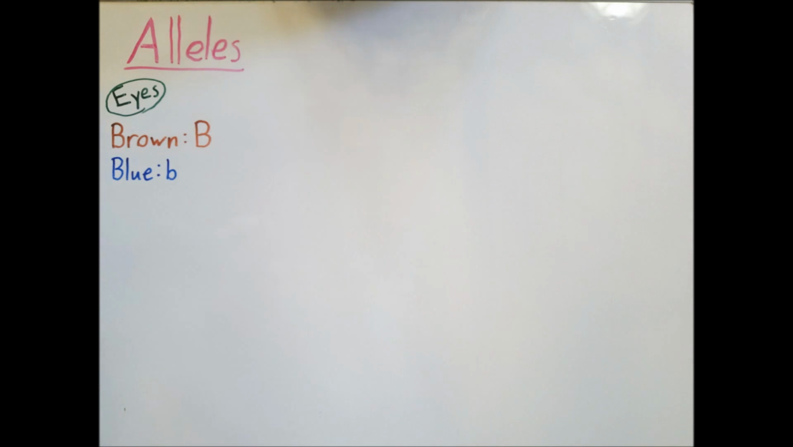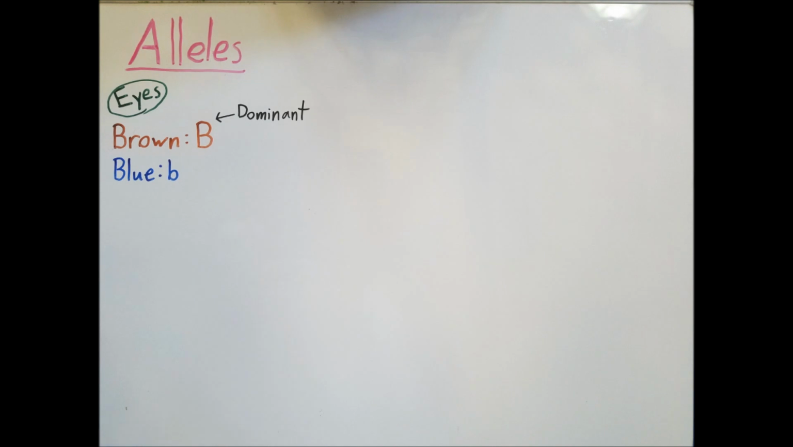And like I said, the alleles just show us what a specific gene is, and they just go in place of that. So the big B, the brown eyes, is the dominant gene, and the little b is the recessive gene. This means that if you have a big B and a little b gene, then the big B will overpower the little b because it's the dominant gene.